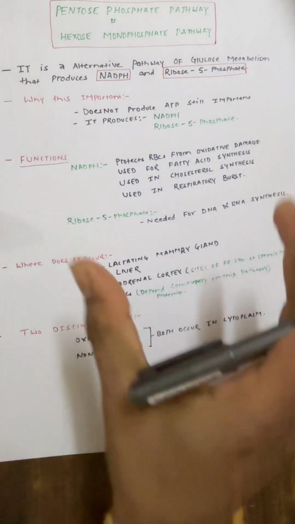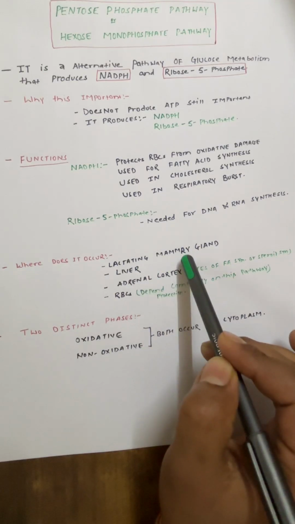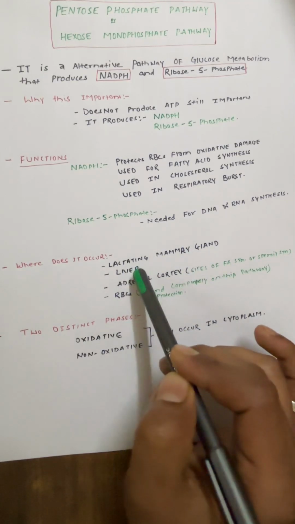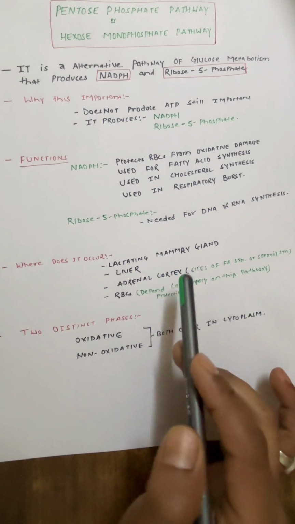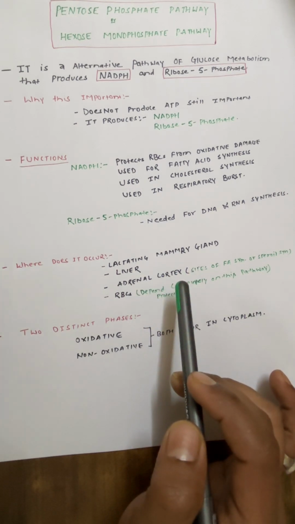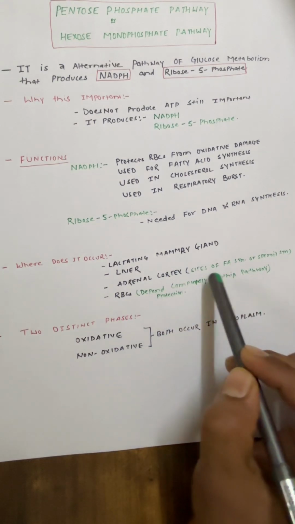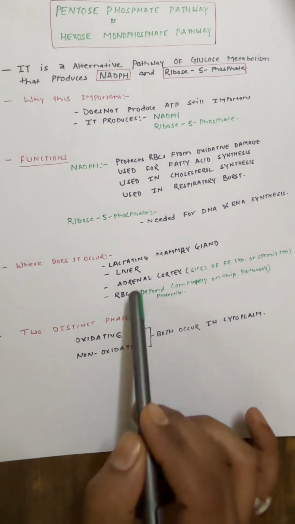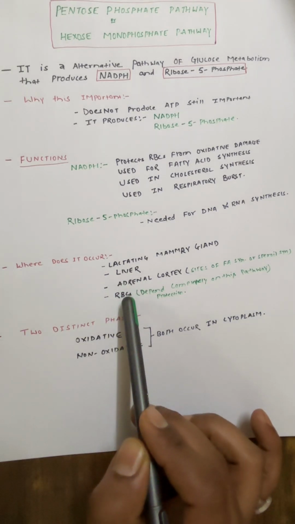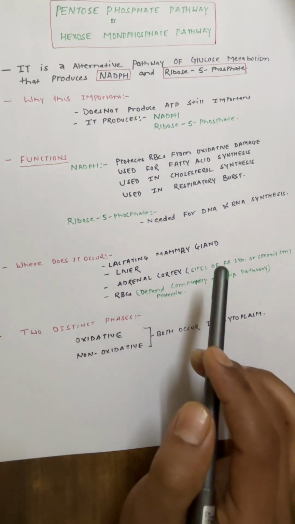Where does this HMP pathway occur? It mainly occurs in the lactating mammary gland, then the liver, then the adrenal cortex. We all know we have the adrenal gland, which has the adrenal medulla and cortex. In the adrenal cortex, always remember this, it is a site for fatty acid synthesis and steroid synthesis. Then in RBCs, RBCs don't have mitochondria, so they are totally dependent upon this HMP pathway for their protection.